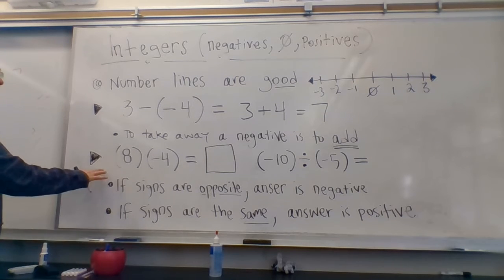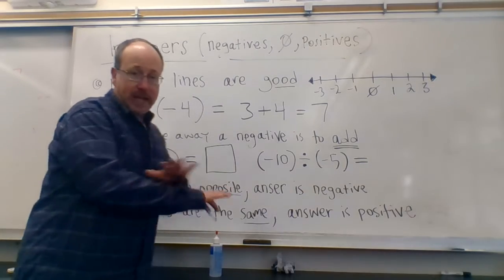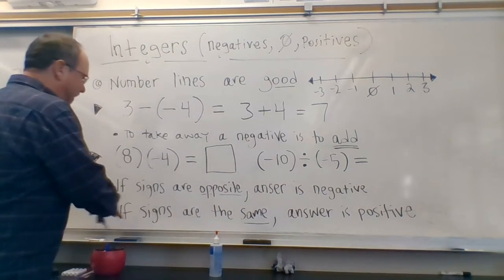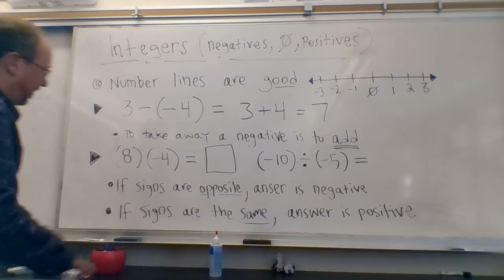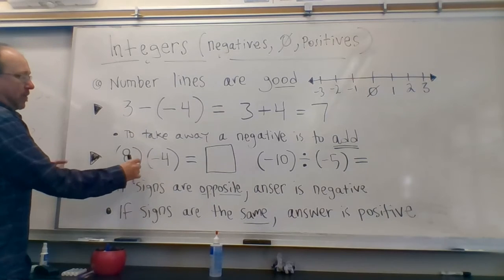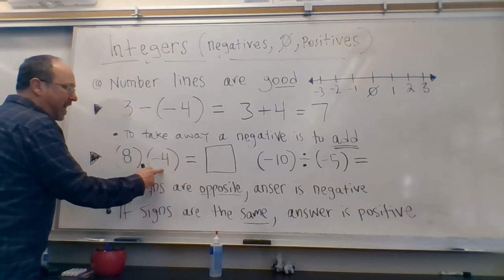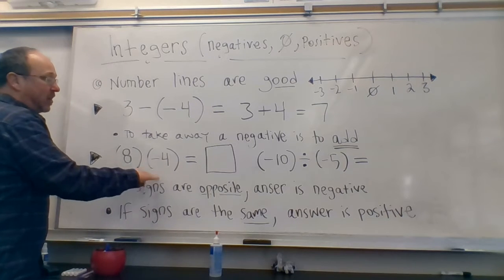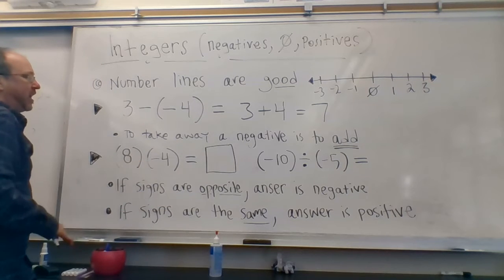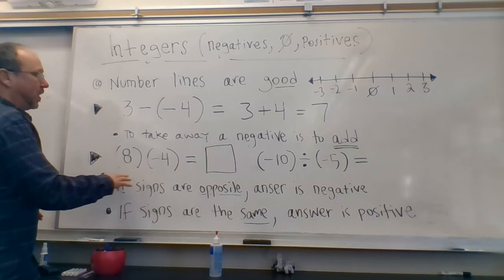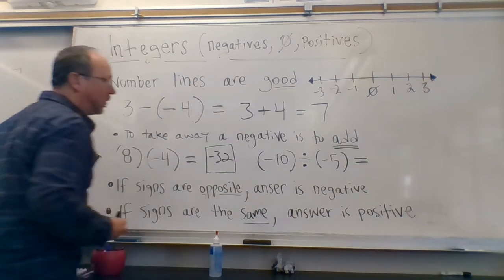Now, when multiplying and dividing, if the signs are opposite, the answer is going to be negative. Put it in your journal. If the signs are the same, the answer is going to be positive. All right. So this is multiplying. Remember, parentheses, parentheses, that means multiplying. I've got 8 groups of a -4. So I could write -4 8 times if I wanted to. I don't. It's 8 groups of a -4. 8 times 4 is 32. The signs are opposite. It's negative. The answer is a -32.